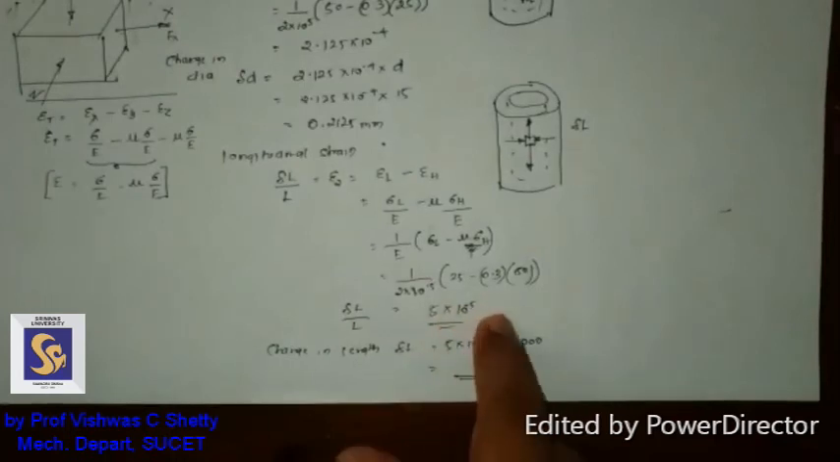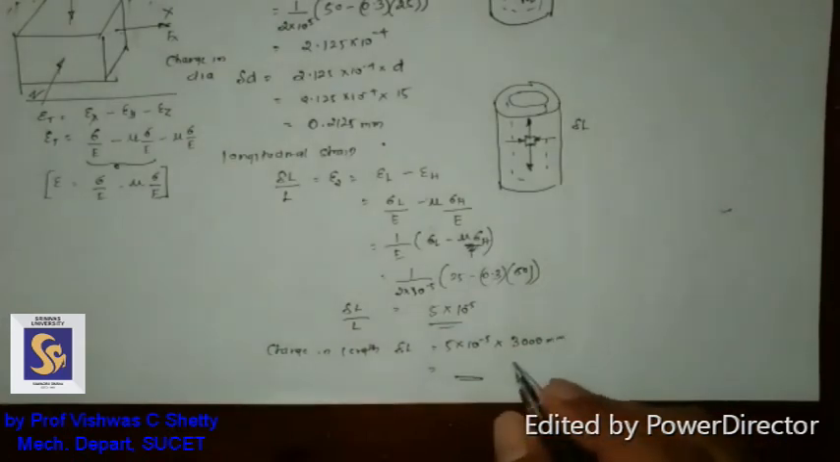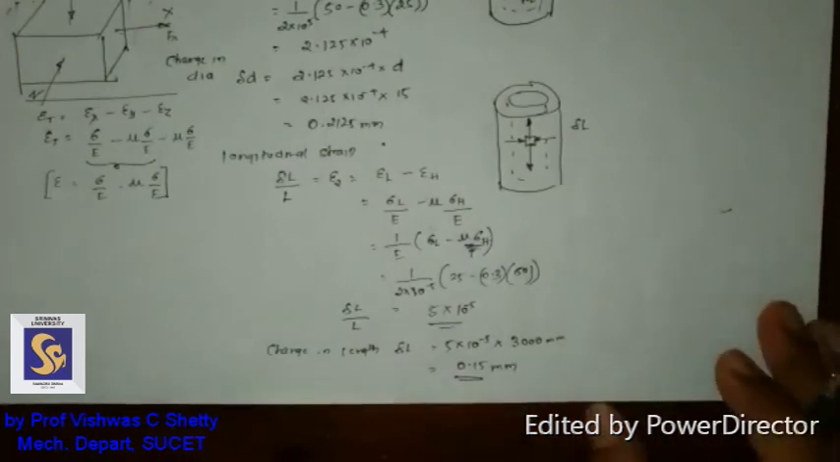This doesn't have a unit, but when you multiply with the 3000 mm, what is the value you are going to get? 0.15, you are getting 0.15 mm. Yes, sir. Yeah, 0.15 is the answer. Okay.